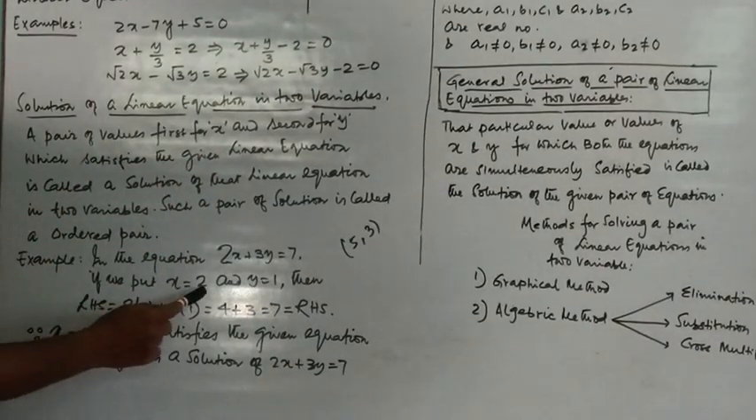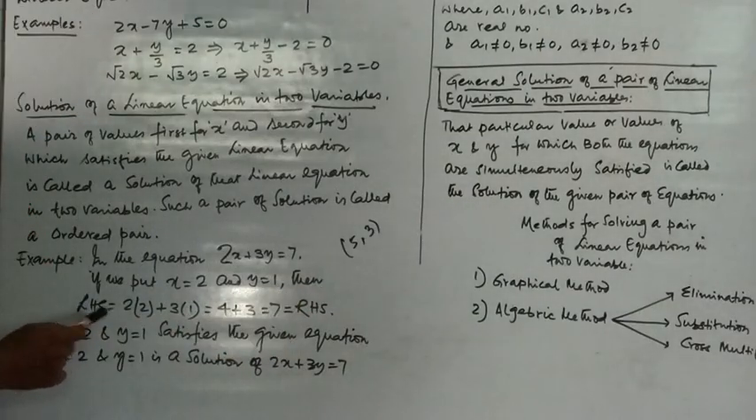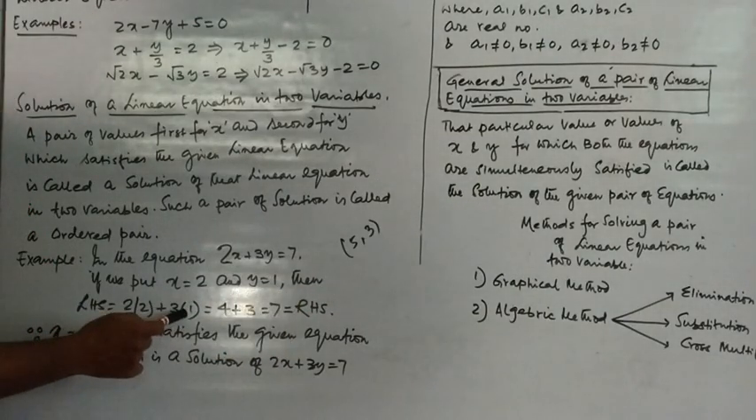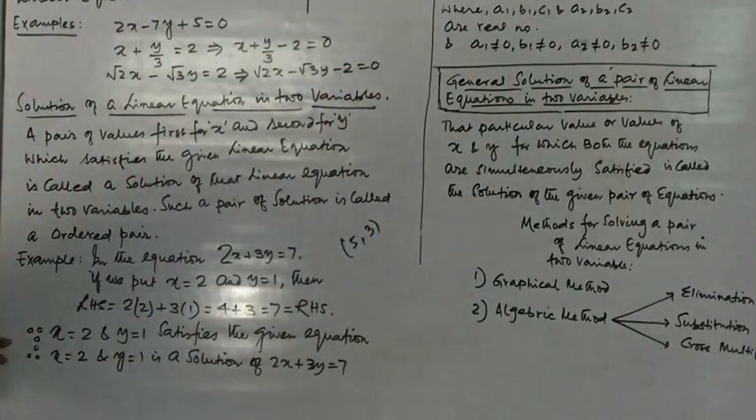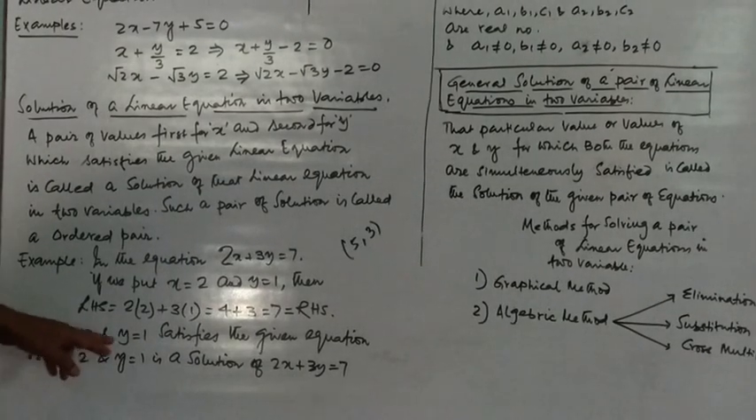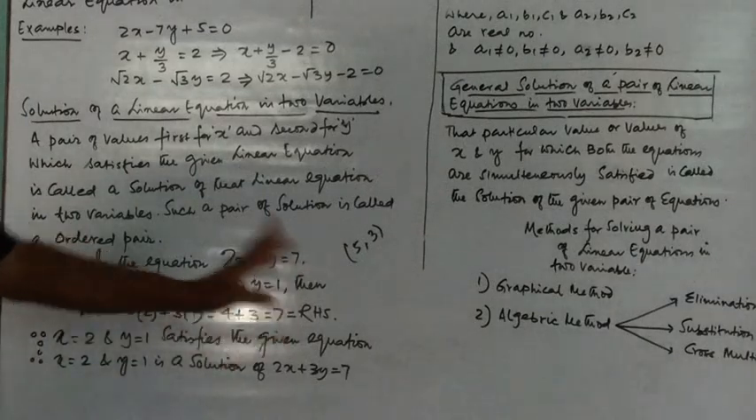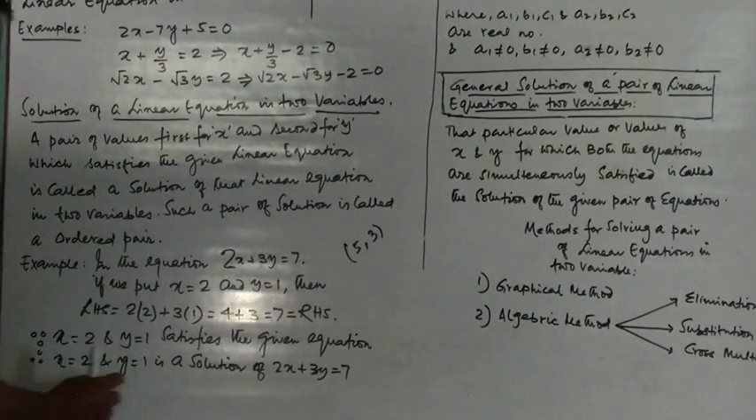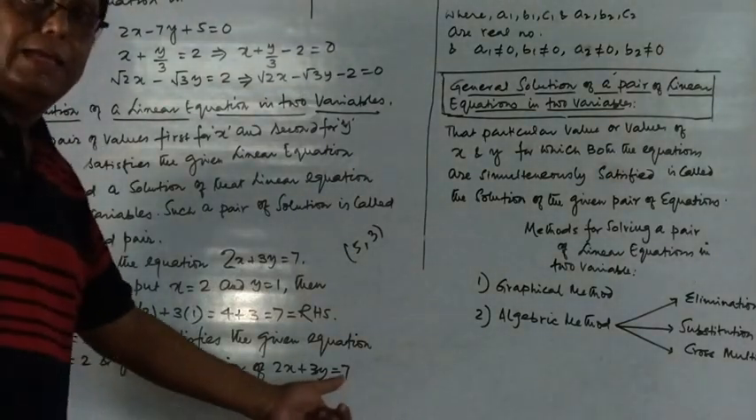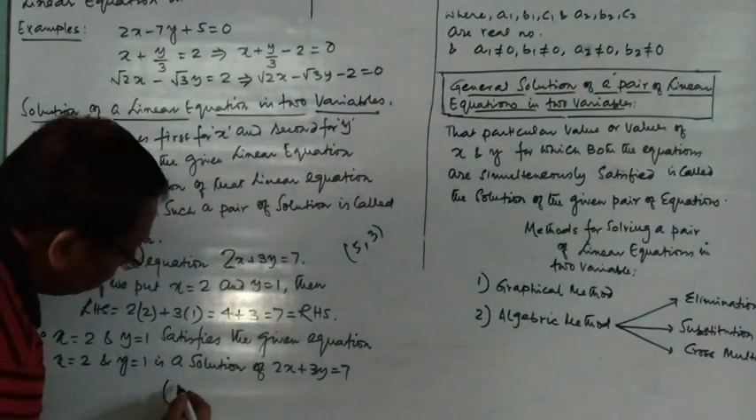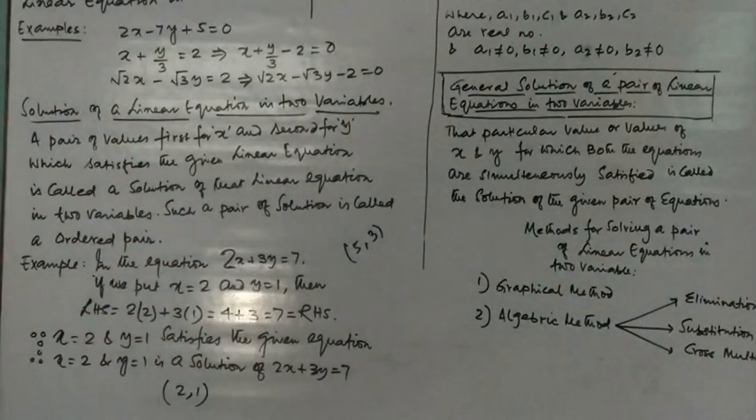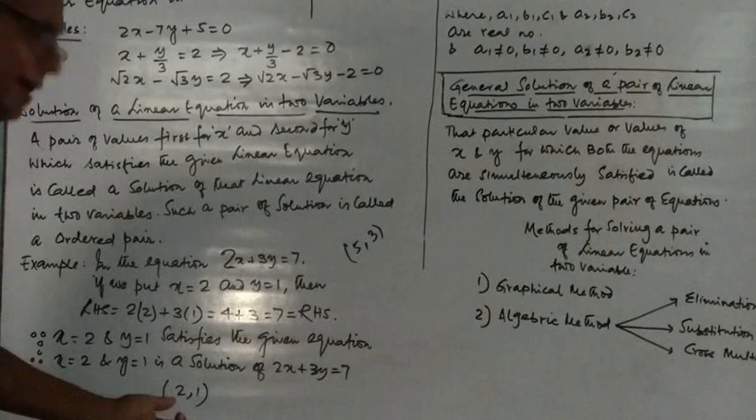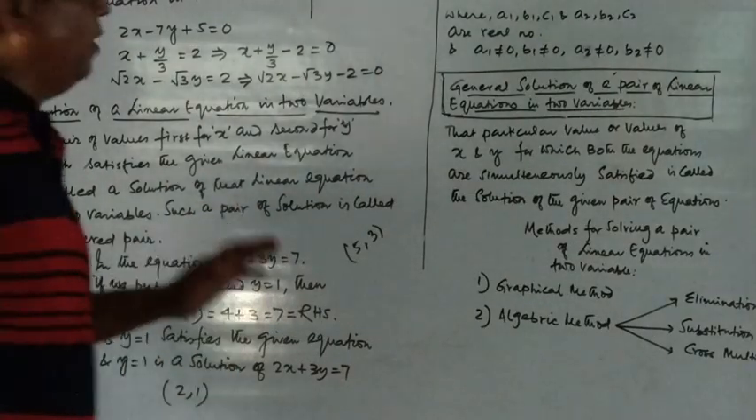If we put x equals 2 and y equals 1, then LHS is equal to 2 into 2 plus 3 into 1, which is 4 plus 3, equals 7, equals RHS. Since x equals 2 and y equals 1 satisfy the given equation, therefore x equals 2 and y equals 1 is a solution of 2x plus 3y equals 7. In the ordered pair, we can write it as (2, 1). If the solution is (2, 1), you should understand that the value of x equals 2 and the value of y equals 1.